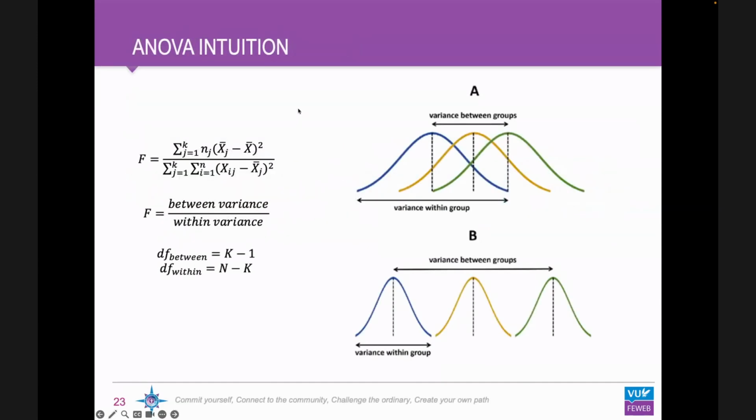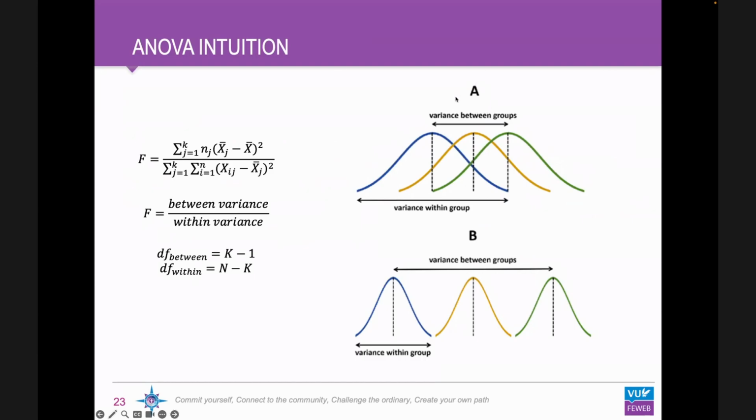The intuition behind the ANOVA is in the calculation of the F statistic. I want to focus on the intuition that we call it an analysis of variance, because this is a comparison of between variance with within variance. What do I mean by that? Here you see two situations. We have three groups, and we want to understand if the means of these groups are different from each other.